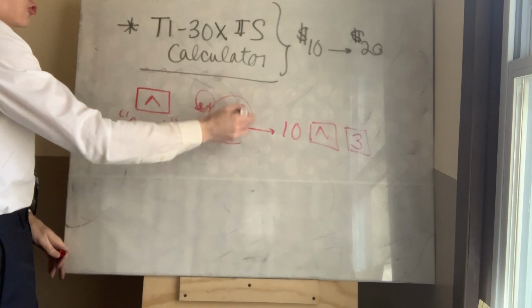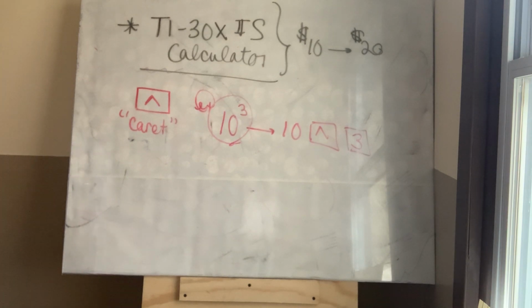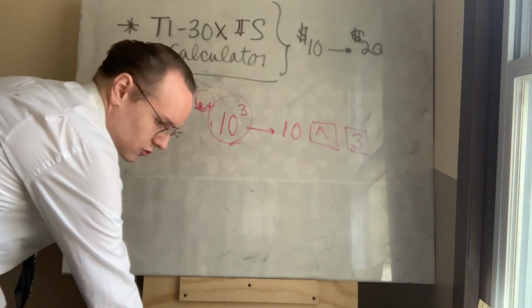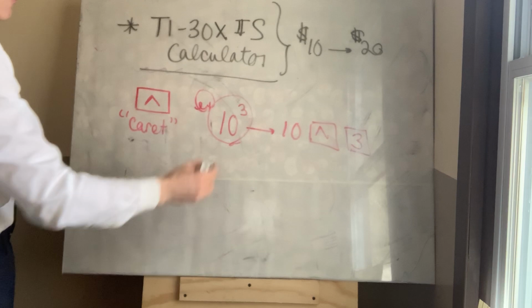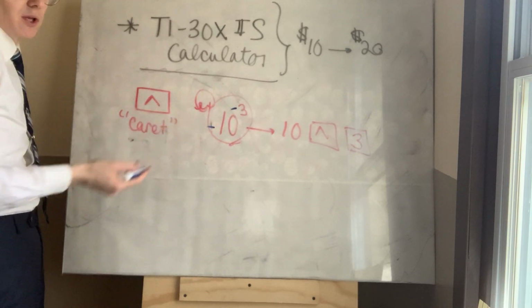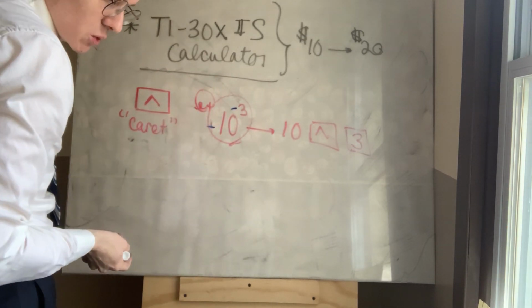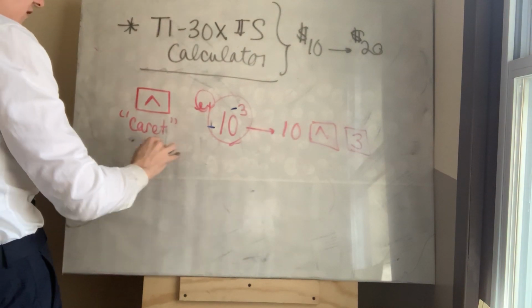And what you should see on your screen is something that looks like this, right? If you wanted to attach a negative either to the exponent or in front of the number, the actual base number, there is this button.